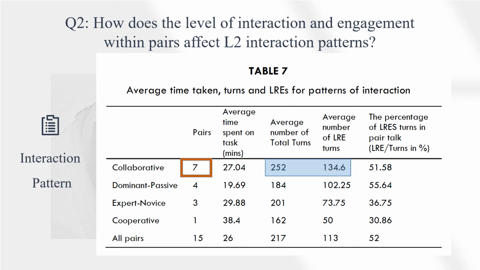and LRE turns. Dominant passive peers produced the second highest LRE turns, but they have the highest percentage of LRE turns in peer talk. The expert no-voice peers spend more time on the task than collaborative peers, but produce fewer LRE turns. The only cooperative pair had spent the longest time on the task but produced the least number of turns and LRE turns, suggesting a low level of interaction and discussion.